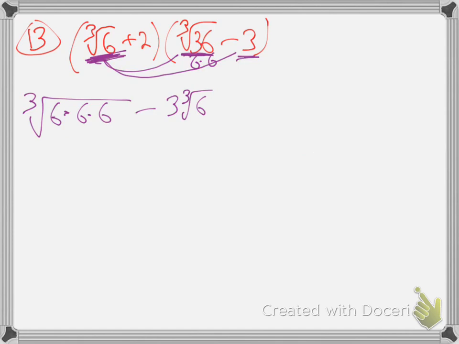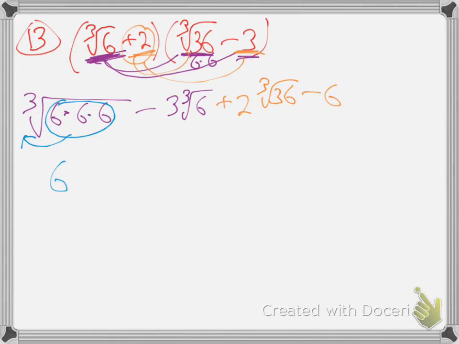And now the 2 is going to go there and there, plus 2, third root of 36, minus 6, because 2 times negative 3 is negative 6. Okay, well, can we simplify? Yeah, a little bit. These 3 6's in, we'll send 1 6 out. That's just 6. And then the rest of the stuff pretty much stays as it is.